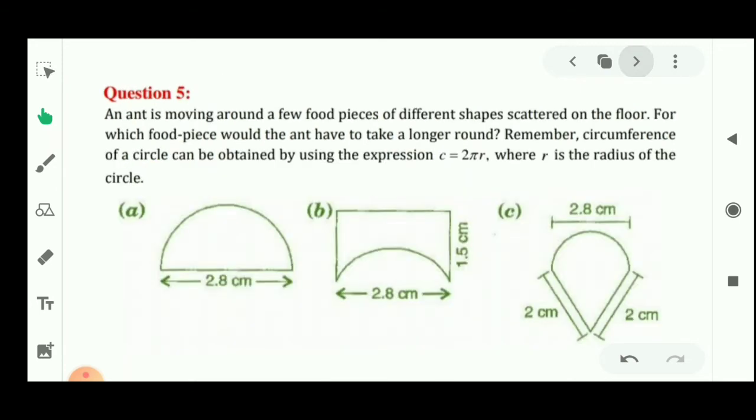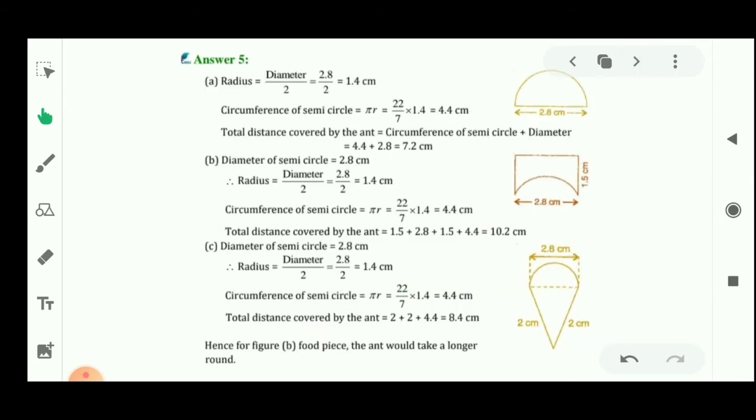Let's see the question number 5. In this question, these figures are given, and you have to find out the circumference of these figures. Let's see the solution of the given question. In this figure you can see this is the semicircle figure, and what is the formula of circumference of semicircle? Pi r, because circumference of circle formula is 2 pi r, and when we multiply it by 1 upon 2, its formula will be pi r.